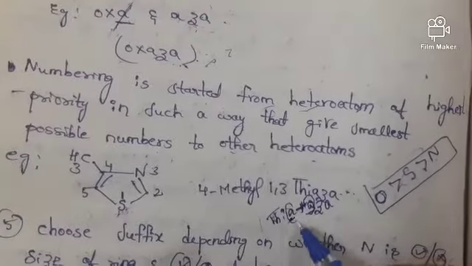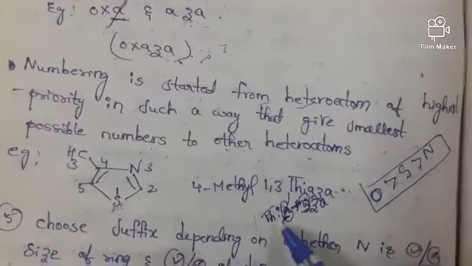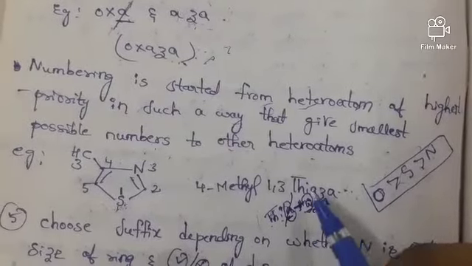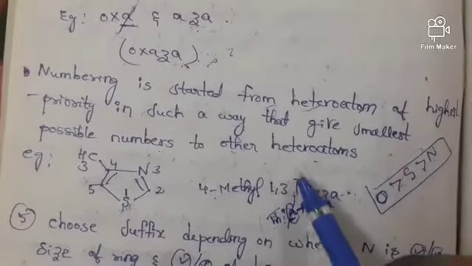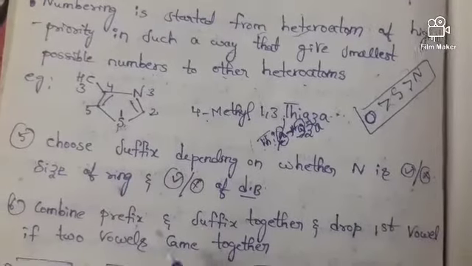So these two are the vowels now. So we should remove this vowel and it should be written like thiaza. So 4-methyl-1,3-thiaza. Okay, that's it. Next, let's enter into the fifth rule.